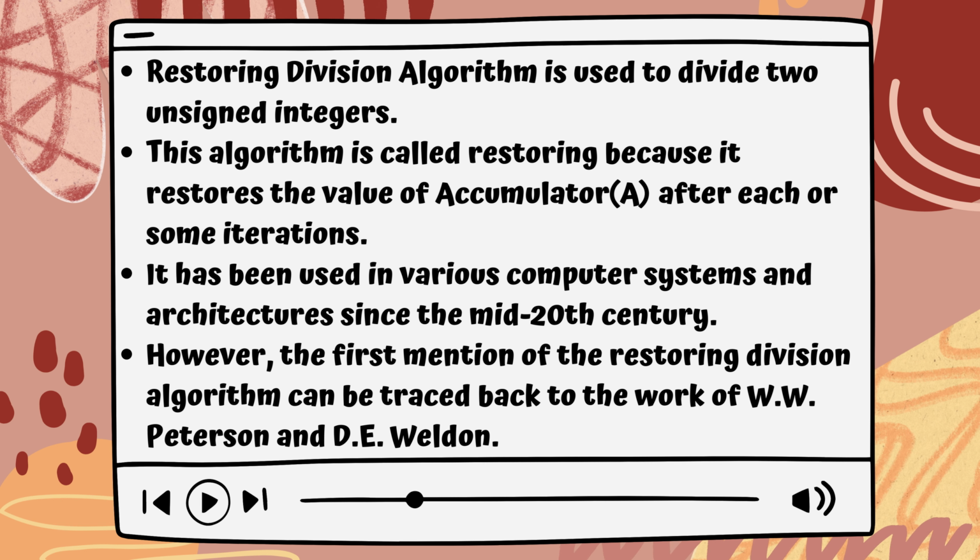However, the first mention of the restoring division algorithm can be traced back to the work of W. W. Peterson and D. E. Weldon, who published a paper in 1957 titled Error Correcting Codes and the Correction of Single, Substitution, Transposition, and Inversion Errors. In this paper, they described the use of the restoring division algorithm for the correction of errors in digital communication systems. Since then, the restoring division algorithm has been widely used in various computer systems, including early IBM mainframe computers, and is still used in some other applications.